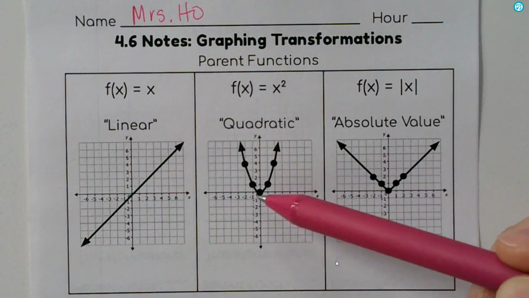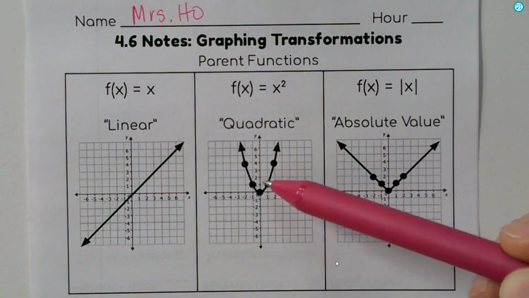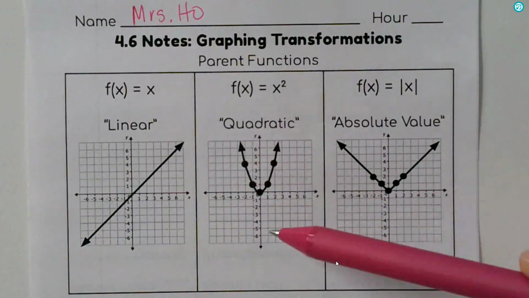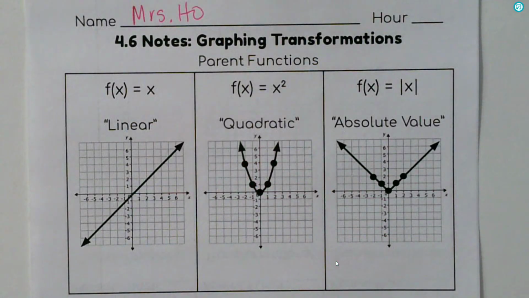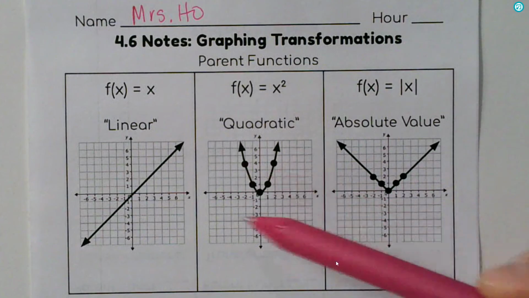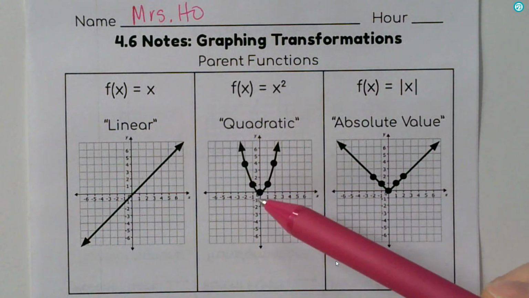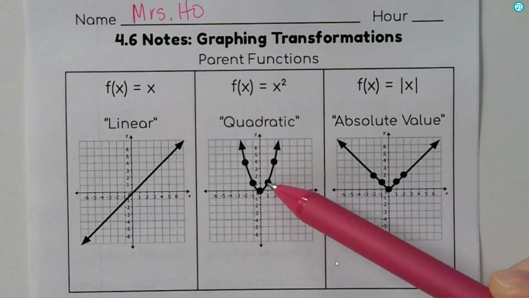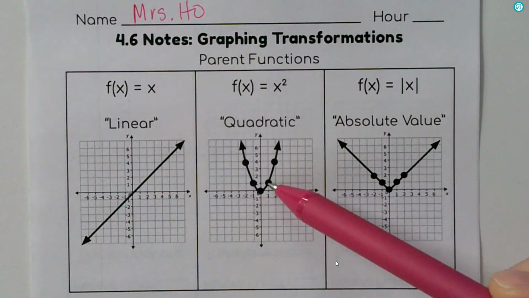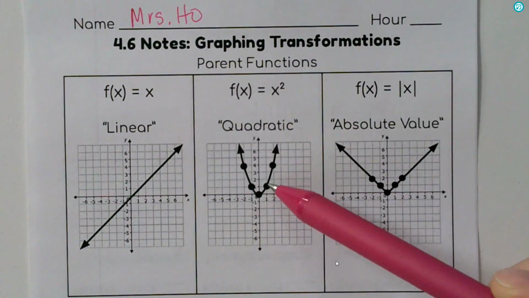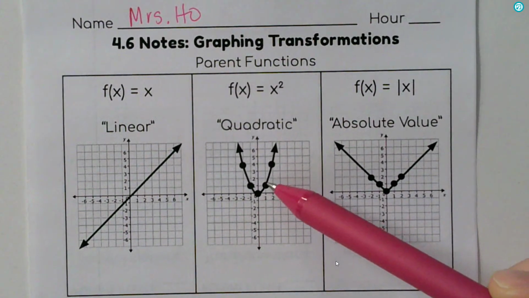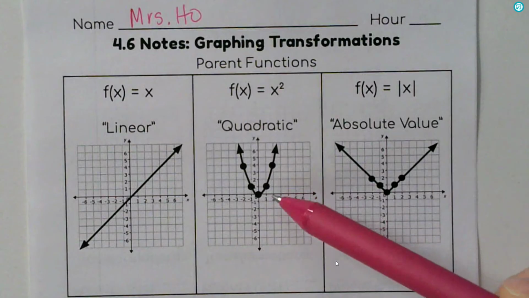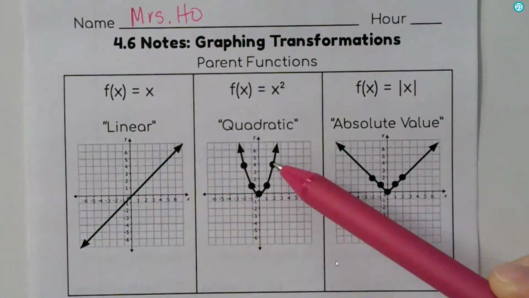And you need to be able to replicate these 5 points. We're always going to move 5 points, because that's enough to get a good shape of a graph. So a quadratic function starts at 0, 0, because 0 squared is 0. If we were to plug in 1, what's 1 squared? 1. So that's why we have a point at 1, 1. If we were to plug in 2, what's 2 squared? 4. So that's why we have a point at 2, 4 right here.